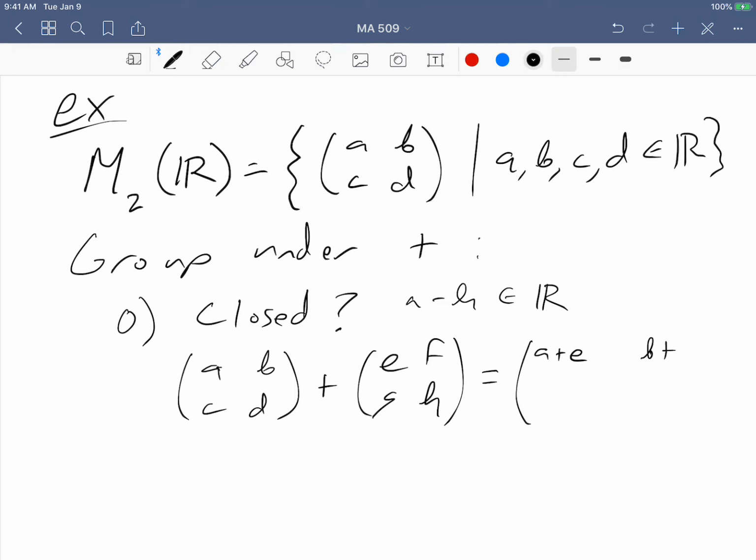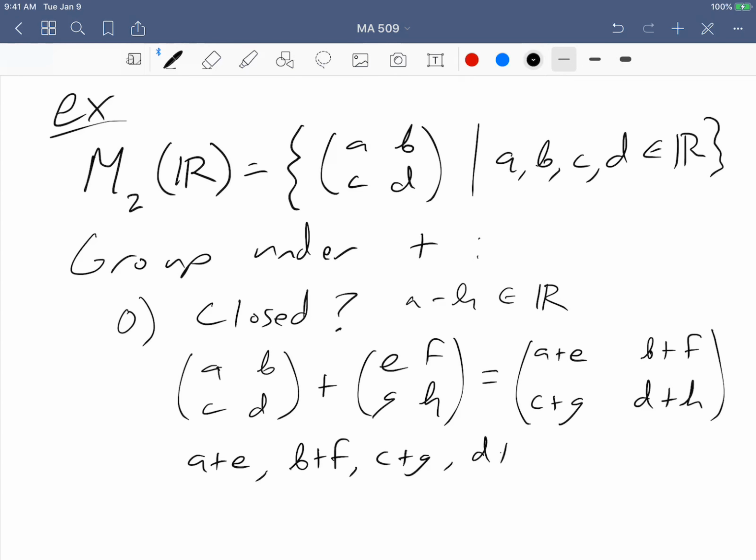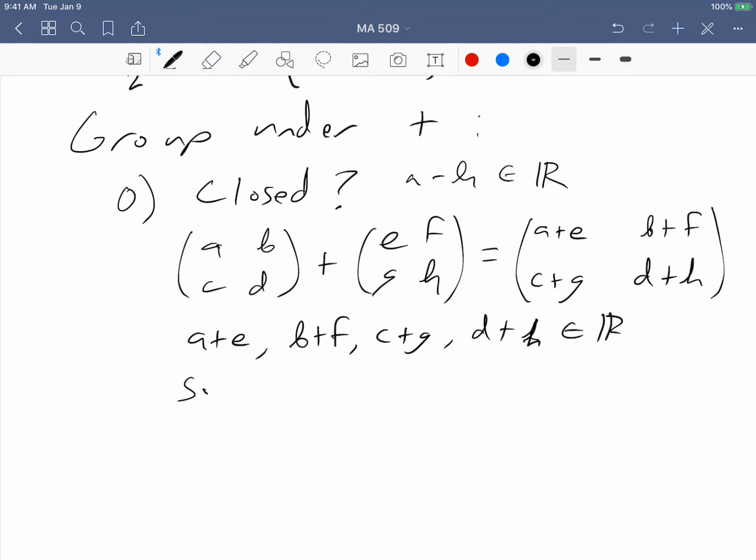So we just sort of add up these corresponding entries. And the matrix we get looks like that. And so if A through H, all of those are real numbers, then certainly A plus E is a real number, B plus F is a real number, C plus G is a real number, and D plus H is a real number. And so the sum is in M2R, and so it is closed under addition.